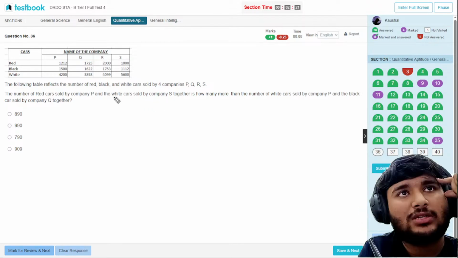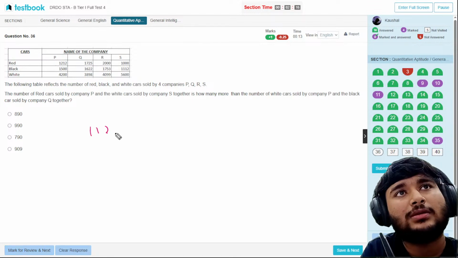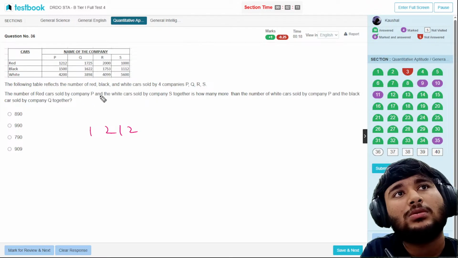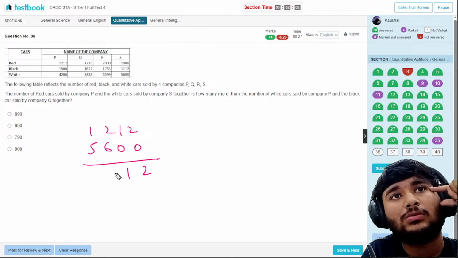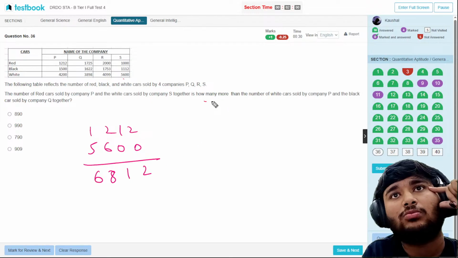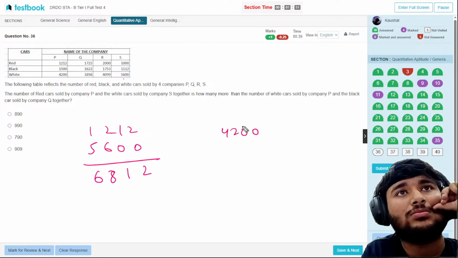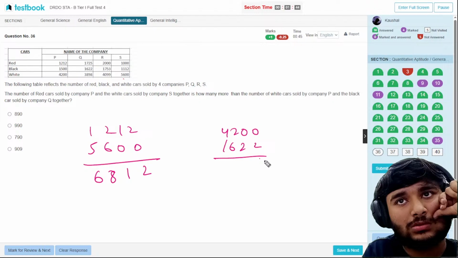The number of cars sold by company P. Number of red cars sold by company P. White car sold by S. Together, how much more than the number of white cars sold by P, and black car sold by Q.